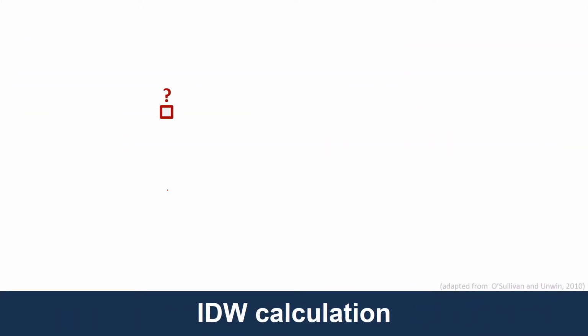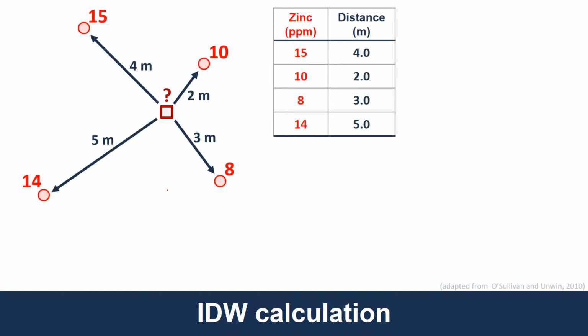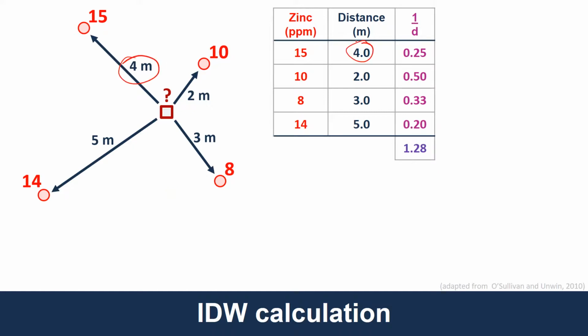Okay, so if we go back to our idea of trying to estimate a value, we have our sample points with their zinc values in this case. So here's our zinc concentrations in parts per million. Here are our distance values, so 4 meters away, 2 meters away, and so on. And here's our 1/d weighting values. So if we have a distance of 4 meters here, 1/4 is 0.25. If we have a distance of 2 meters, 1/2 is 0.5. So that's how we're calculating the weightings.